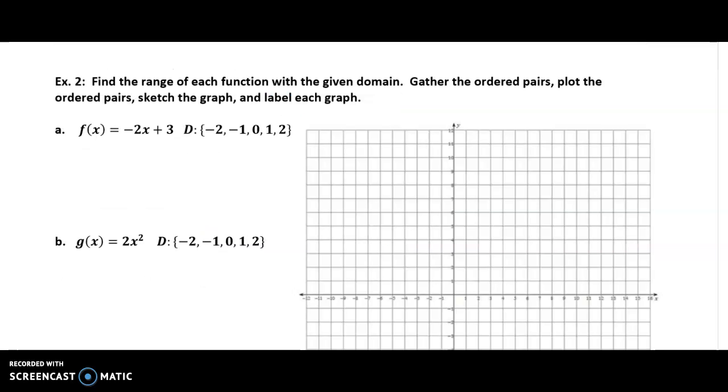All right, let's move on to example 2, where it says find the range of each function with a given domain, gather the ordered pairs, plot the ordered pairs, sketch the graph, and then label each graph. Okay, so we're only going to do one of these 3 functions. We're going to do function B, where it says g of x is equal to 2x squared, and we're given the domain of -2, -1, 0, 1, and 2.